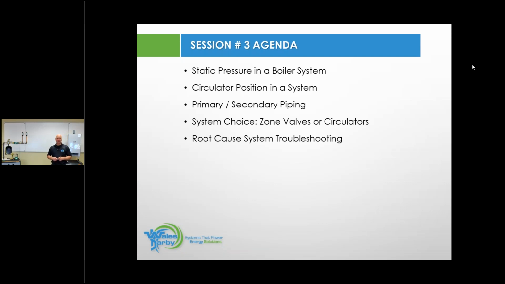Then we're going to get into that root cause troubleshooting, and we're going to do it from 2 perspectives. We're going to try to put you as best we can in a boiler room, and then we're going to put you on the other end of a phone with a service technician. He's going to feed you all the information. You're going to have to draw out the system that he's feeding you the information for, so that you'll be on both sides of it.